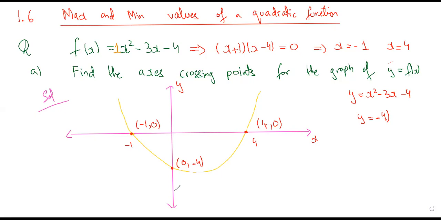The question was about finding the axes crossing points. I have two axes, the y-axis and the x-axis. So on the x-axis, the points were minus 1, 0 and 4, 0. And on the y-axis, I know that x is 0. So I've plugged in x equals 0 over here. This would give me 0, this would give me 0, and I was left with minus 4. That is how I know that these three would be the axes crossing points.